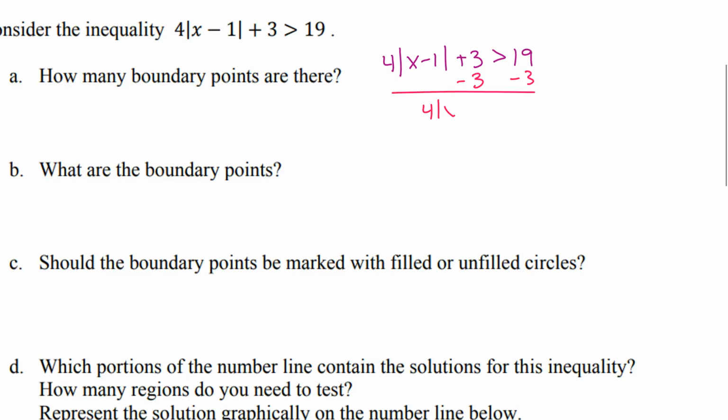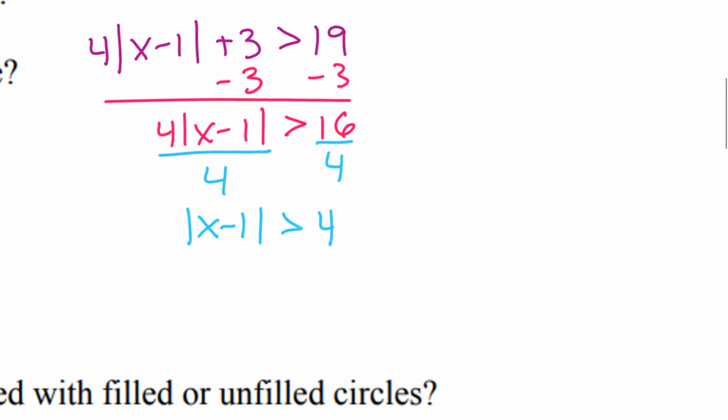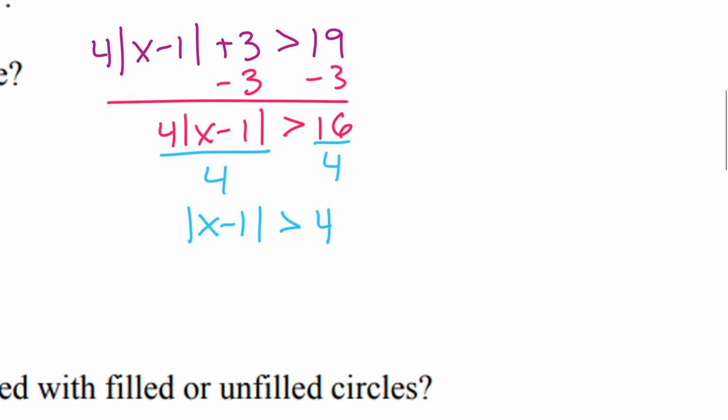So we have 4 absolute value of x minus 1 is greater than 16. Then we divide by 4. Now, do I flip the sign? No, because it is not a -4. So that's what I have so far.